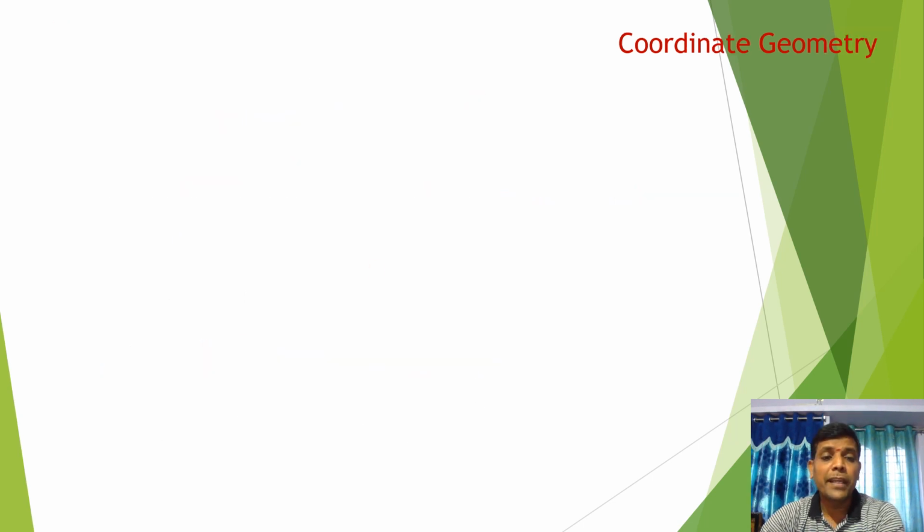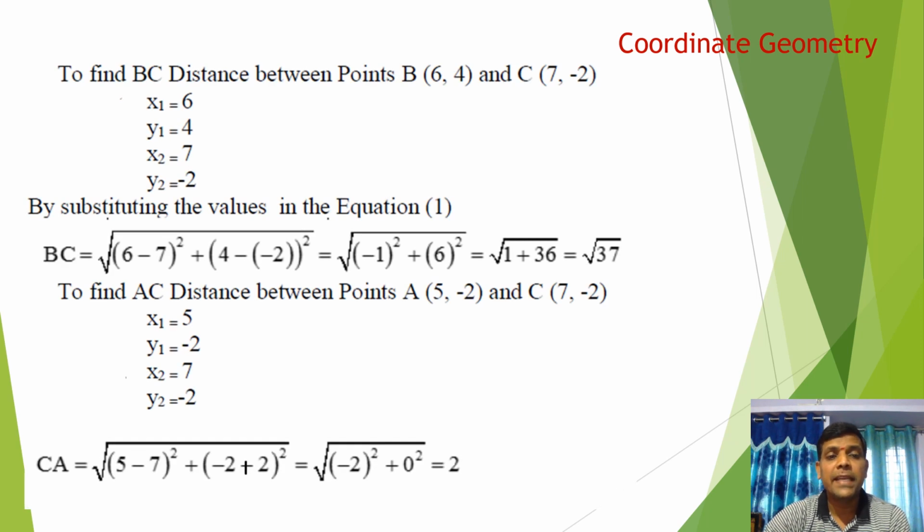Now the distance between B and C. Write down the points of B and C. So B is (6, 4) and C is (7, -2). Write down the coordinates: x1 equals 6, y1 equals 4, x2 equals 7, y2 equals -2. So replace these coordinates in the given distance formula. We know that the distance formula is square root of (x1 minus x2) whole square plus (y1 minus y2) whole square.